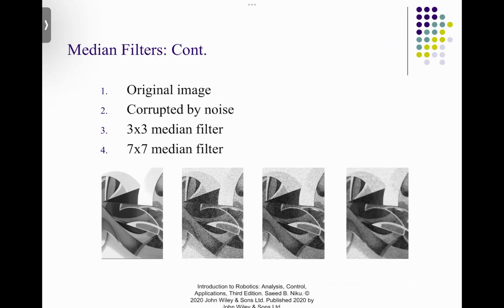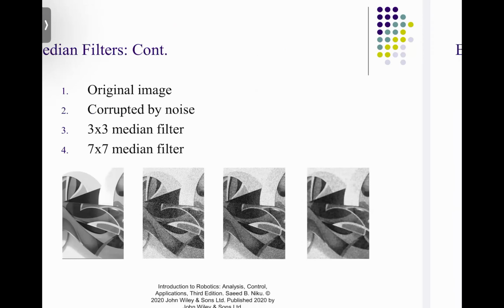Now, as you can see, this is the effect of the median filter. The first image is the original image. The second image is the noisy image, and you can see the 7x7 median filter. You can see the image has softened.